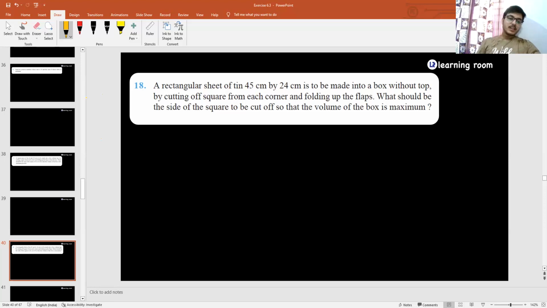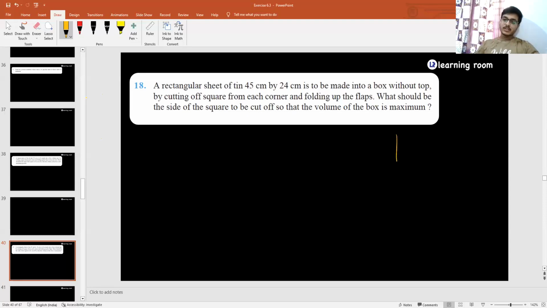Okay, no problem. See, we have been given a rectangular sheet of 45 centimeter by 24 centimeter, that is length by breadth. It is to be made into a box without top by cutting off a square from each corner and folding up the flaps. What should be the side of the square to be cut off so that the volume of the box is maximum? Now see here, let us say that the square to be cut out is x centimeter.